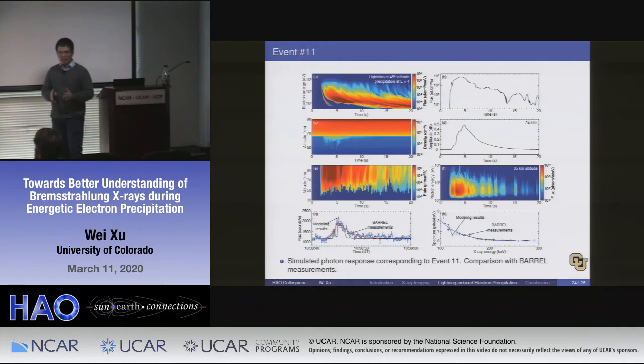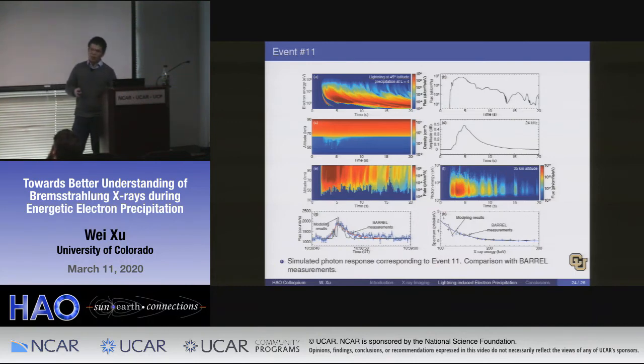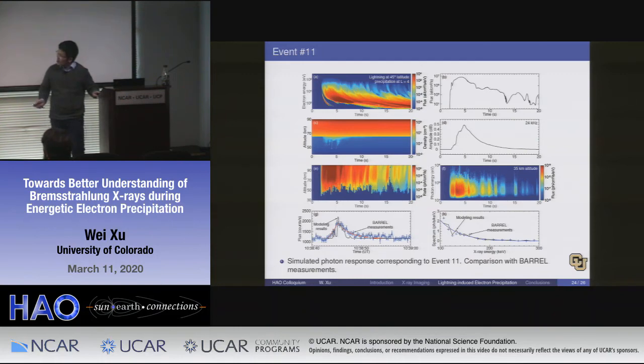These results led us to believe the BARREL measurements are indeed X-ray signatures of LEP events. They represent, to date, the first X-ray measurements of LEP events. But the problem here is that to explain BARREL measurements, we need a lightning discharge with a peak current of more than 300 kiloamps.